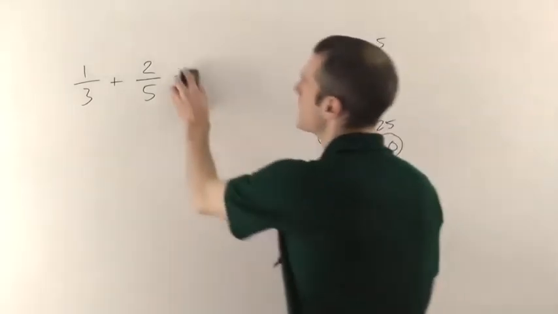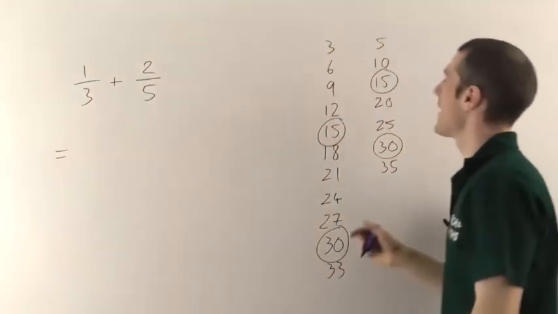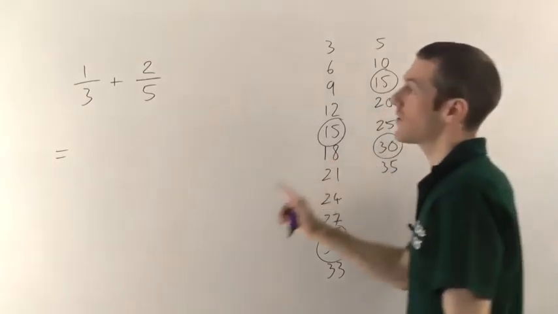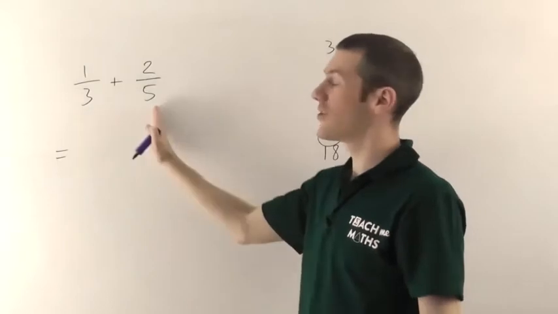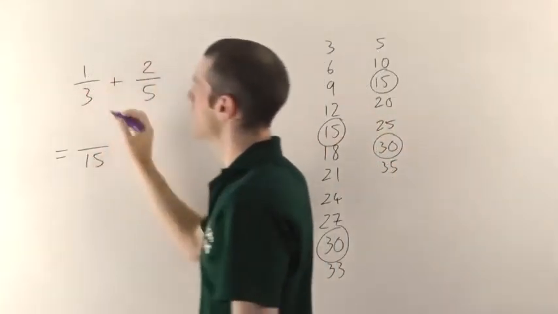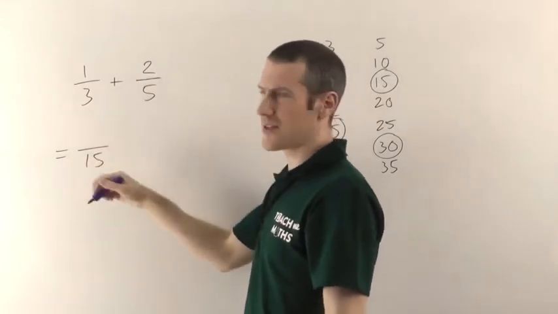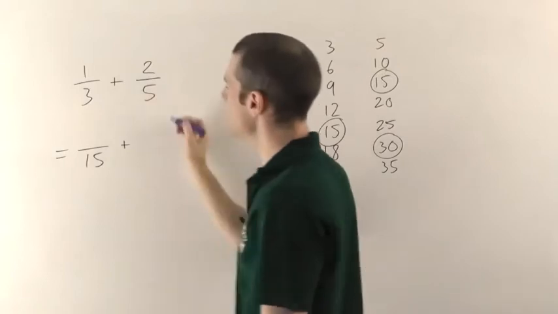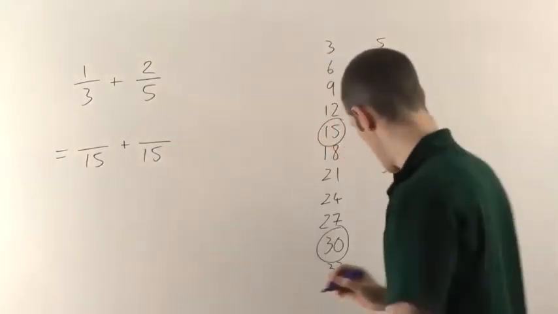So let's work down with this one. So I want to rewrite a third as something over 15. In fact, we're going to rewrite both of these fractions so you've got 15ths on the bottom instead of thirds and fifths. So that's going to be 1 over 3 is going to be something over 15. We'll worry about what that something is in a moment. And again, the 2/5 is going to be changed into something over 15.